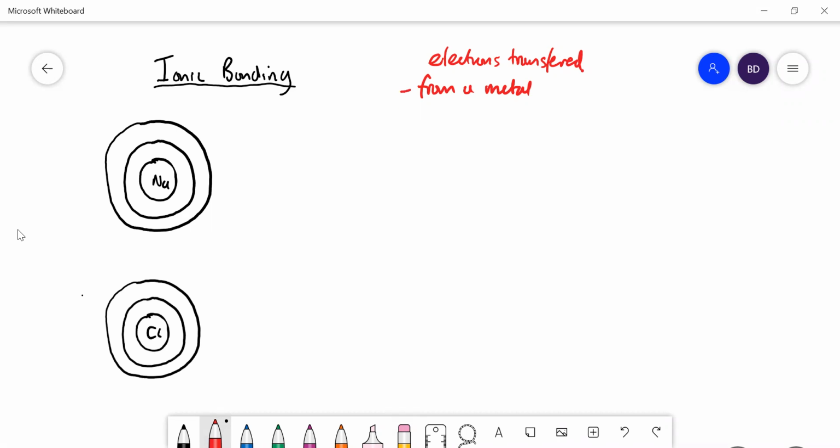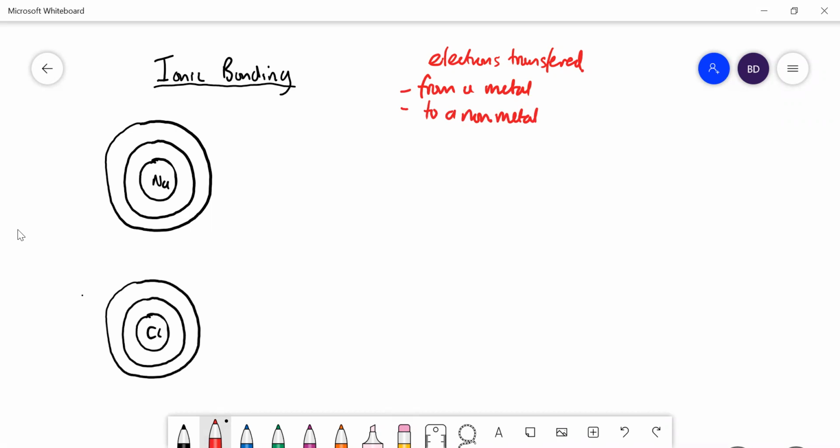And they transfer them from a metal to a non-metal, because non-metals always have almost full outer shells, 1 or 2 short of a full outer shell. So by gaining another couple of electrons or 1 electron, they can acquire a noble gas electronic configuration.